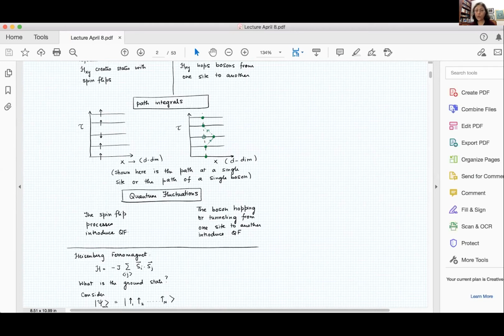Now, quantum fluctuations, which is the main topic of how phase transitions are driven. In the Z basis, we talked about spin flip processes caused by the HX term as introducing quantum fluctuations. Now in the boson language, you see that in some configuration NZ, the density, which is fixed at every site, any of these tunneling events will be the way to think about quantum fluctuations in the boson problem.